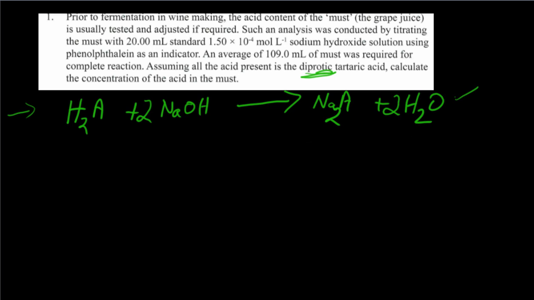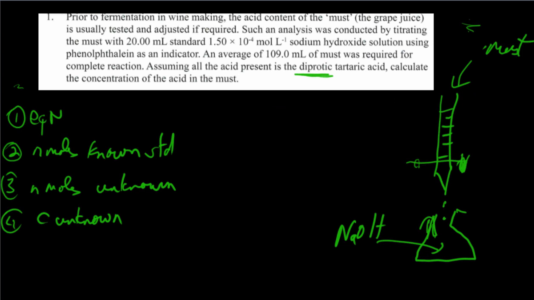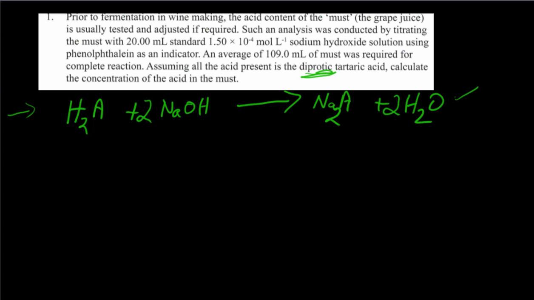Okay, let's flick over to check it. Go back to our battle plan. See what we've done. So we've got ourselves an equation, and it's an equation that works. Now we need to find our moles of standard. That's the 20 mL here, and the 1.5 times 10 to the minus 4 mole of sodium hydroxide. I have my doubts about that, but we will continue. I'll explain at the end why I think this is dodgy.